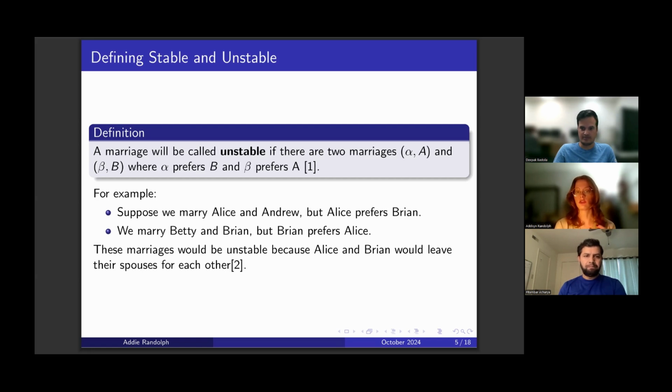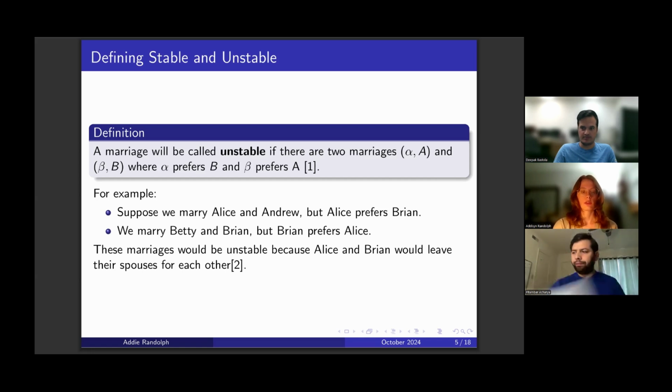So you have these two marriages, Alice and Andrew, Betty and Brian, but Alice and Brian prefer each other to their own spouse, then these would be unstable because they each prefer someone else to their own spouse. So our marriages would be stable even if one of our spouses doesn't get their top pick, as long as the person they're married to doesn't prefer someone else who prefers their spouse. And we'll go through some examples to see how this works.